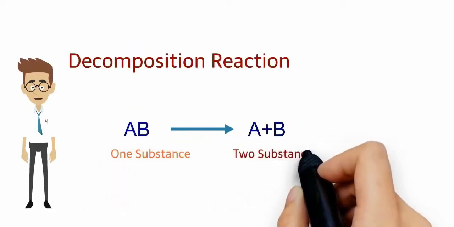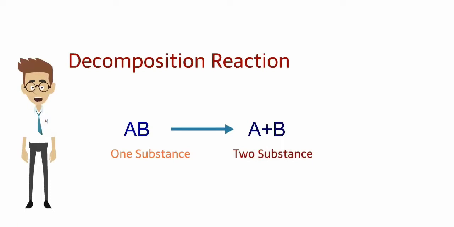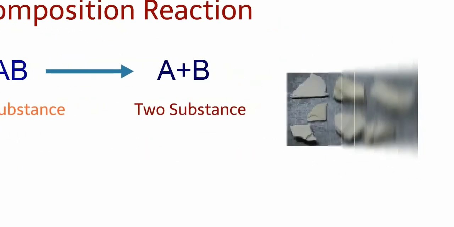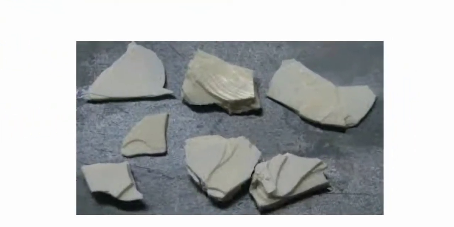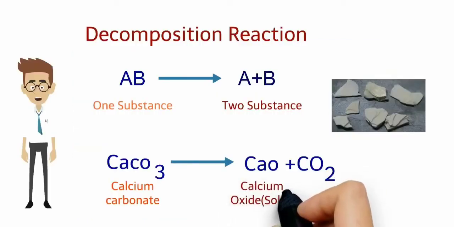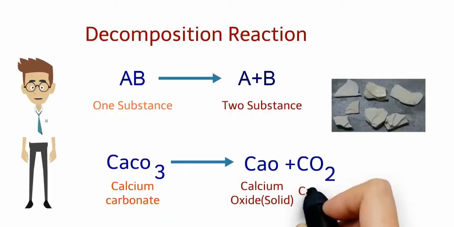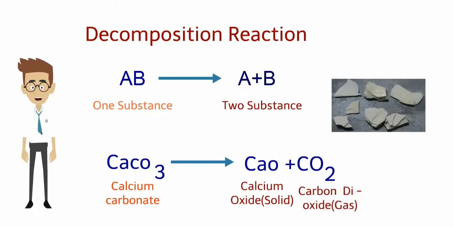Next is decomposition reactions. Decomposition reactions are those reactions in which one substance or one compound is decomposed into two or more substances or compounds. An example of this type of reaction is when you heat calcium carbonate, which is usually available worldwide. Mostly you find it in rocks and pearls. When you heat it, it decomposes into calcium oxide, which is in solid form, and carbon dioxide, which is in gas form.